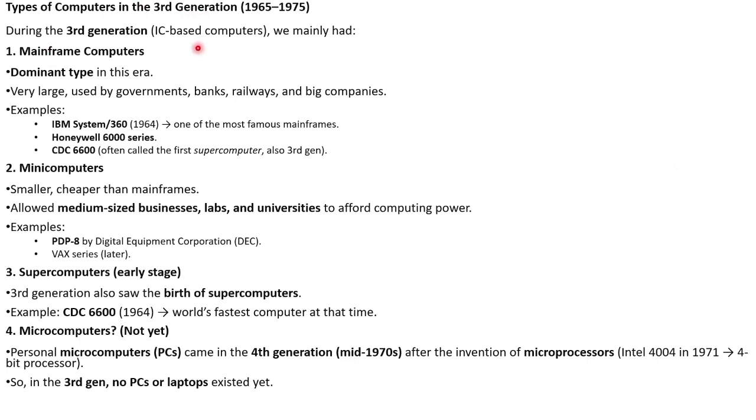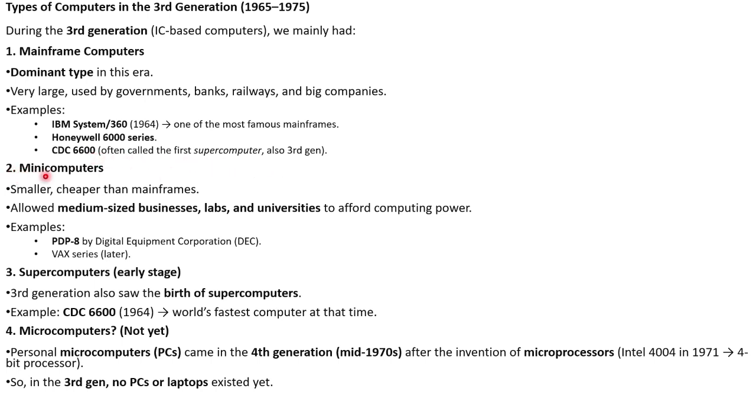During the third generation, integrated circuit-based computers, we mainly had mainframe computers. These computers were the more dominant type in this era. These computers are very large, used by governments, banks, railways, and big companies. Examples are, as we know, IBM System 360, made in 1964, one of the most famous mainframes. Honeywell 6000 series, CDC 6600, often called the first supercomputers, also in third generation.